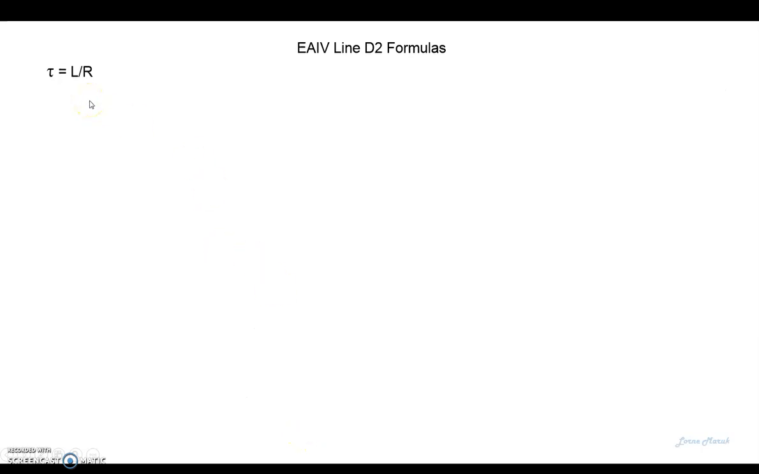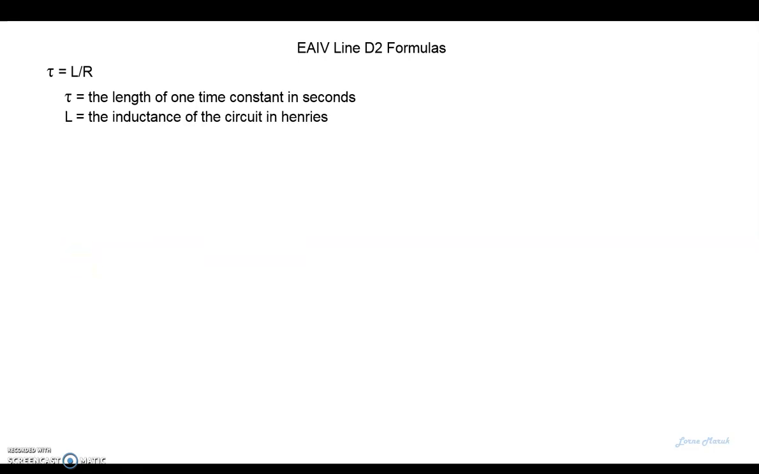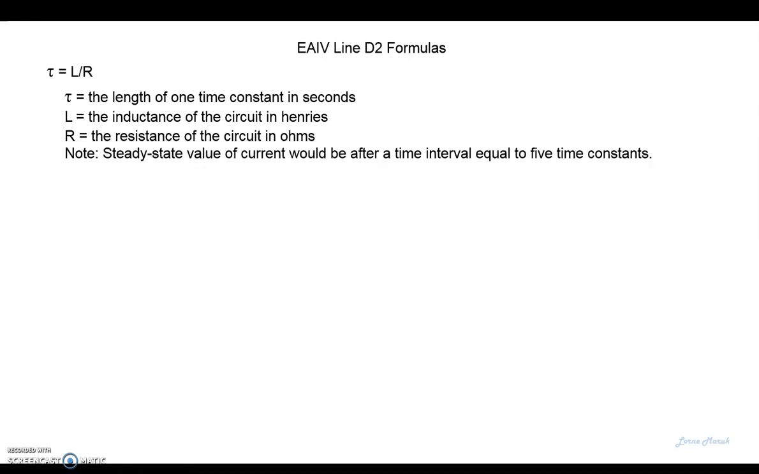We also have T equals L over R, and T once again is one time constant in seconds, and L is our inductance in henries. Once again, R is the resistance in the circuit in ohms. This will give us one time constant. Of course, our current would be considered 100% or very close to 100%, or steady state value, after 5 time constants.